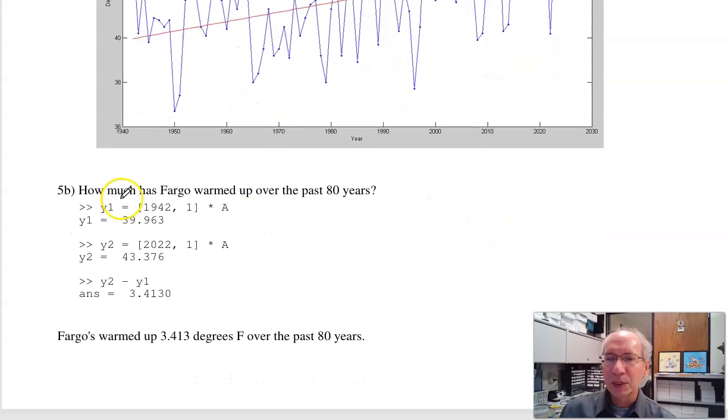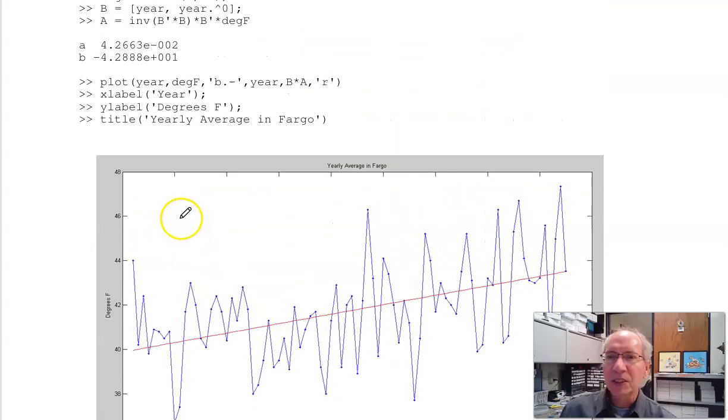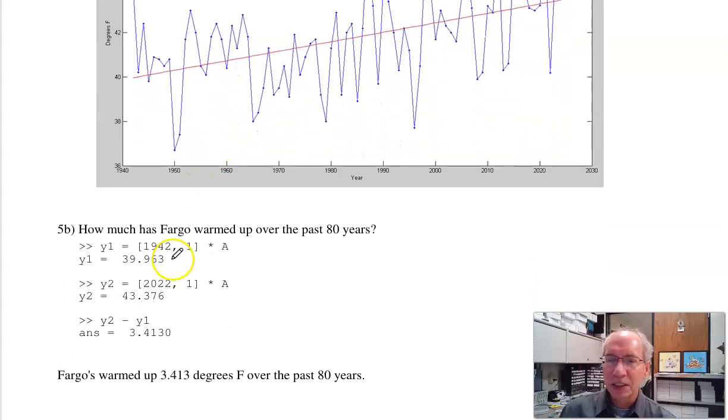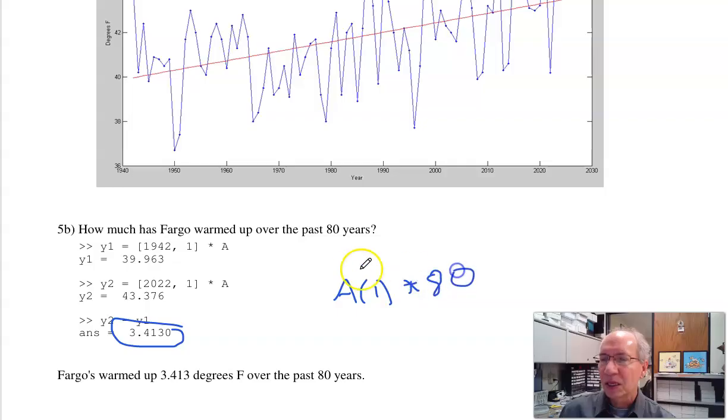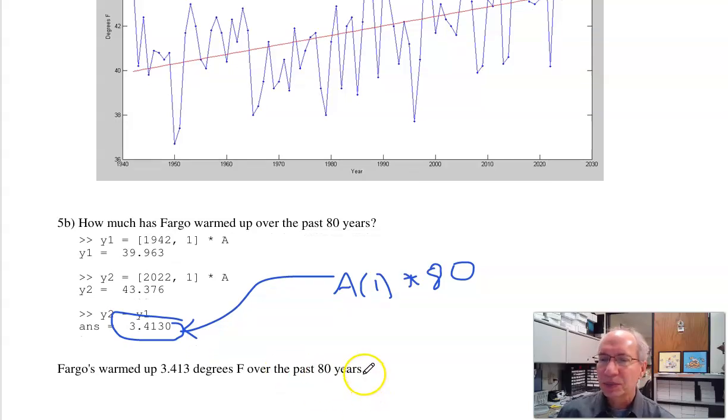To see how much it warmed up, I can say, well, the first element is the slope. What is A of 1, the slope, times 80? Or I can say, let's take 1942, 2022, take the difference, 3.4 degrees. Easier way to do that would just be, what is the slope? A of 1 times 80. And I get the same answer. So it looks like Fargo's warmed up about 3.4 degrees over the last 80 years.